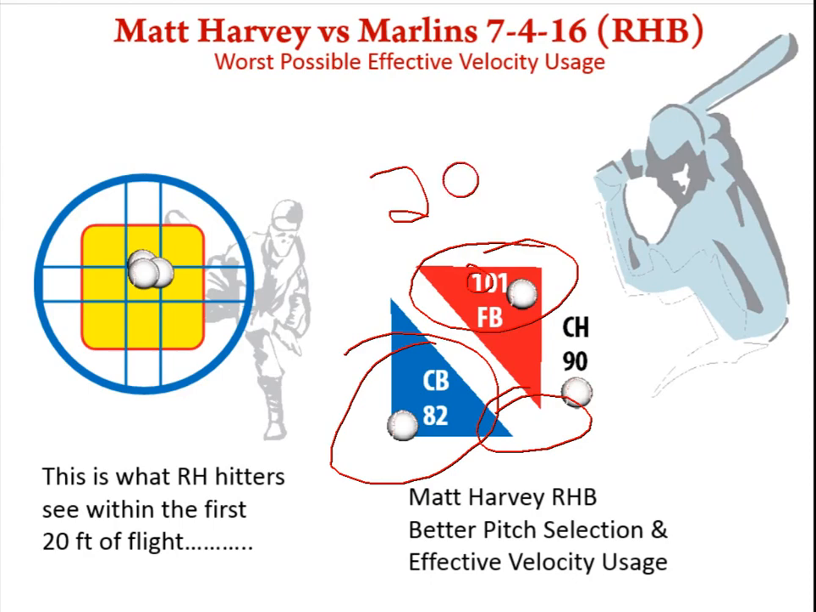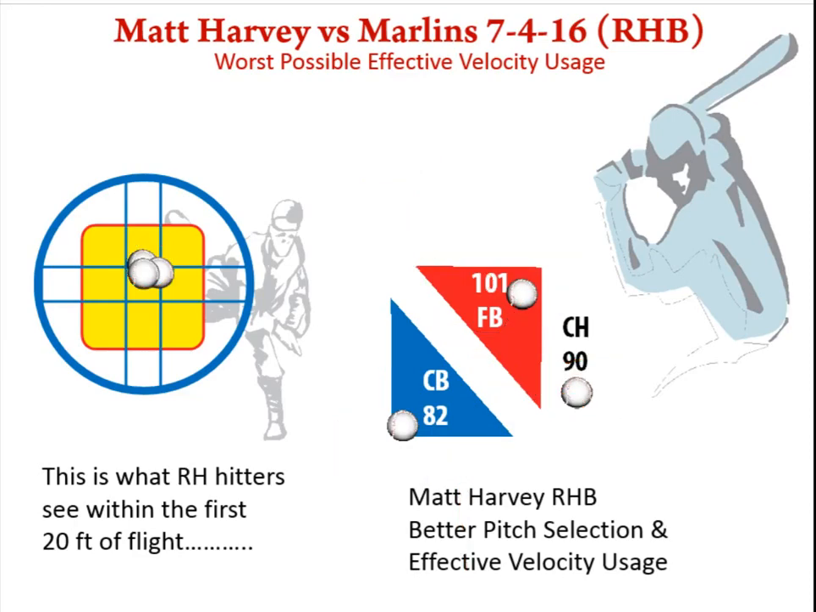Those two pitches coming out of the hand are going to look exactly alike. And then the changeup, when the fastball is located here, the changeup in off the plate is going to have the same visual. So if he were to create a triangle that looked like that, he would have a visual that looked like that, and a speed range that looked like that, a 90, 100, and 82. It's unbelievable that he's using it in any other fashion.